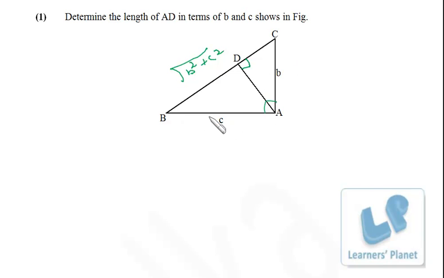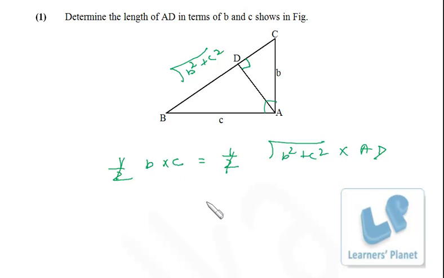In this case, what is the area of the triangle? That is half base into perpendicular, so half B into C. In other words, what is the area of this triangle if this is the base? It is half base into altitude, so the base is root of B square plus C square and the altitude is AD. Now in this expression only AD is unknown, so that can be calculated very easily.